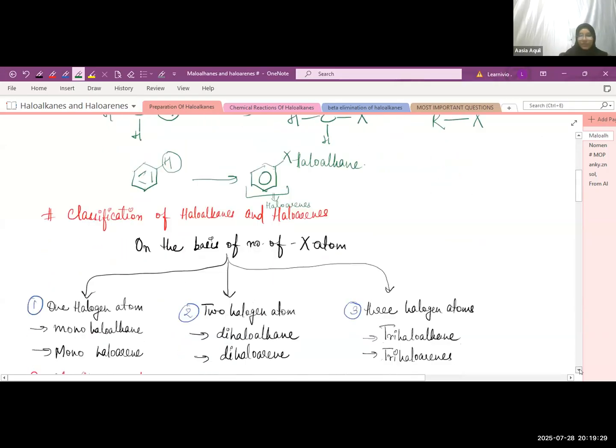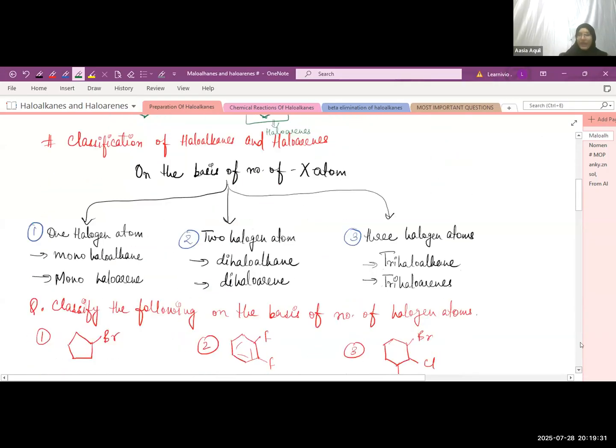Now see the classification of haloalkanes and haloarenes. We classify haloarenes and haloalkanes on the basis of the number of halogen atoms. Basically, on the basis of the number of halogen atoms, there are three types. First one: if only one halogen atom is present, then it is known as monohaloalkane or monohaloarene.